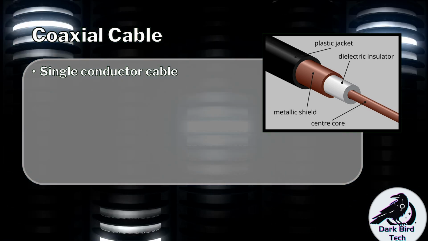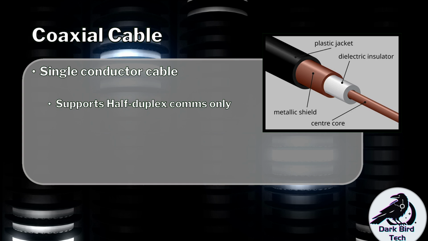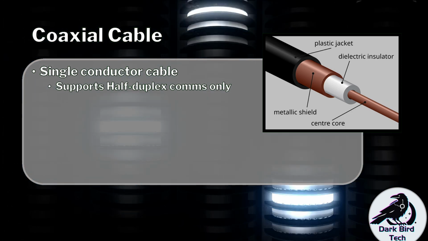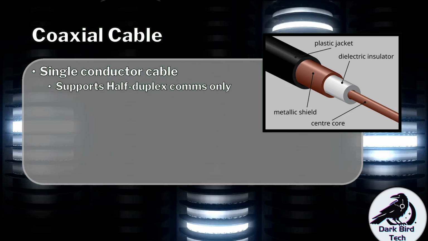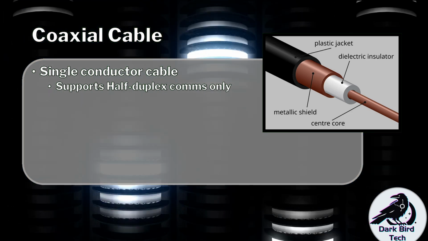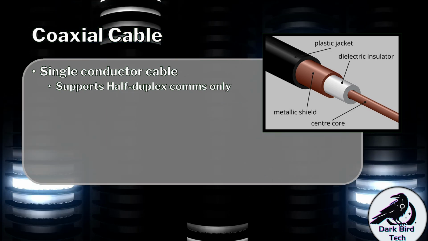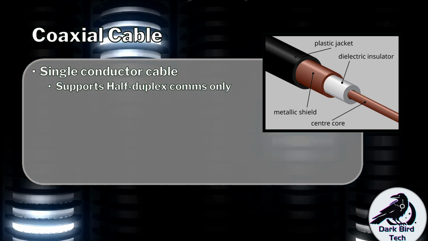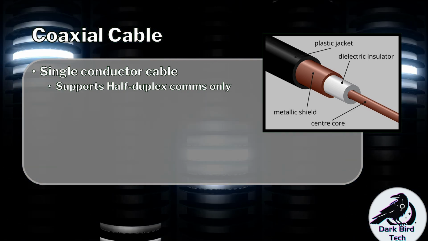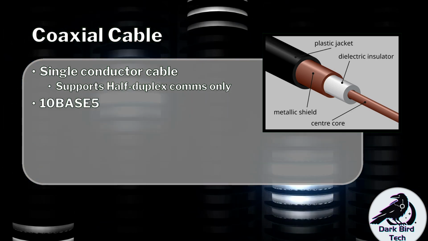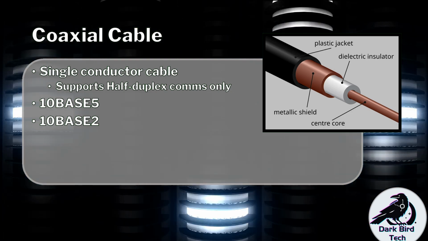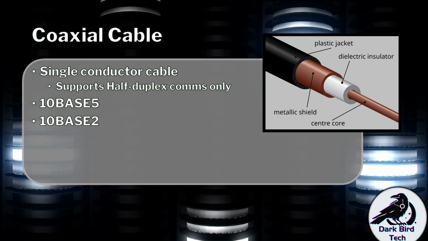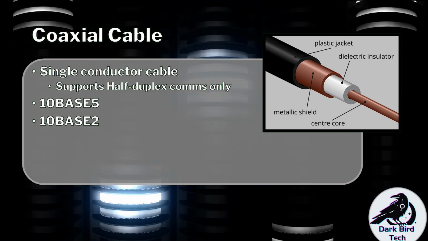So it has that single conductor in the middle. Now, with one conductor only to carry a signal, that means it can only handle half duplex communications. In other words, we can only communicate in one direction at a time, either send or receive. We can't do both. It's one or the other at any given point in time. And there's two main varieties of coaxial cable for Ethernet and communications, and that is 10-base-5 and 10-base-2.